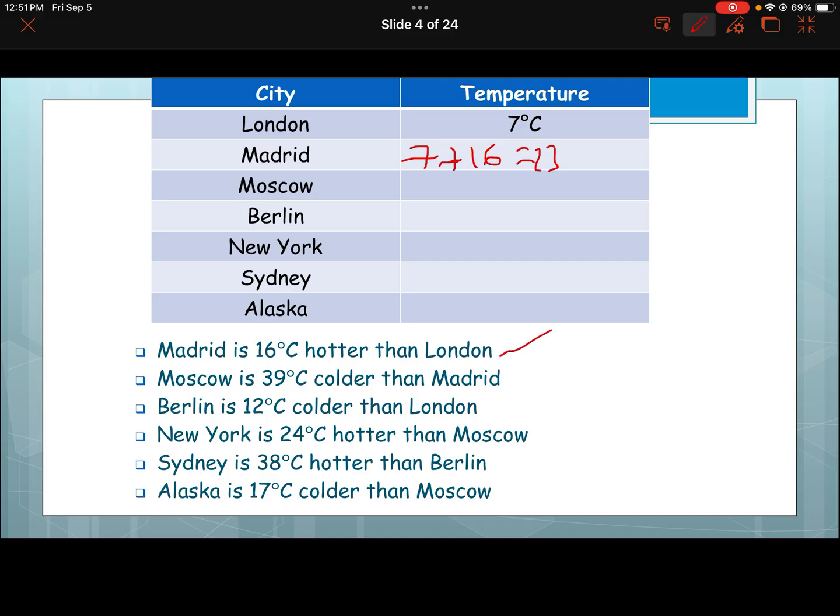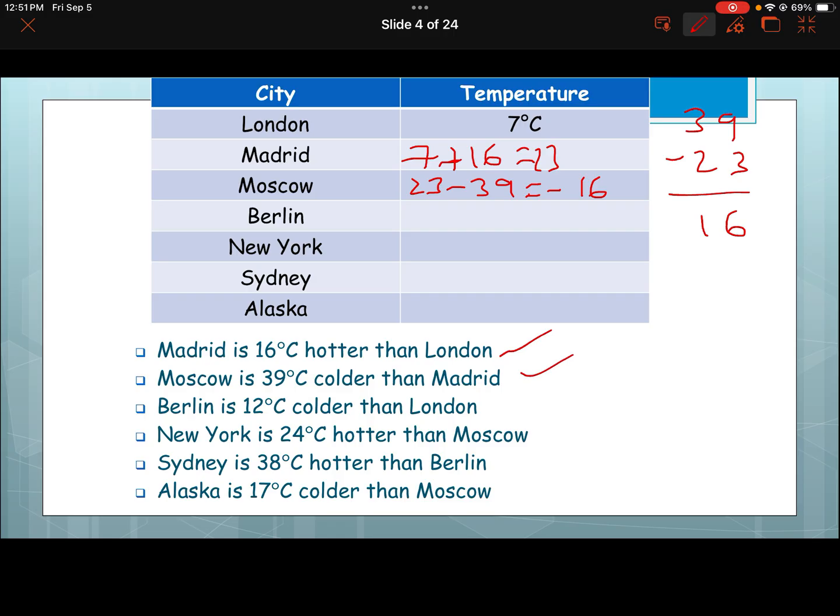For Moscow, it's 39 degrees colder than Madrid, so Madrid's 23, so it's 39 degrees colder, so that's 23 take away 39. But if you're not okay taking away a bigger number, you can just do the bigger number take away the smaller number, right? And then whatever your answer is, which in this case is 16, you just know your answer is going to be -16, because obviously we were doing smaller take away bigger, and so our answer was 16, so our answer must be -16.